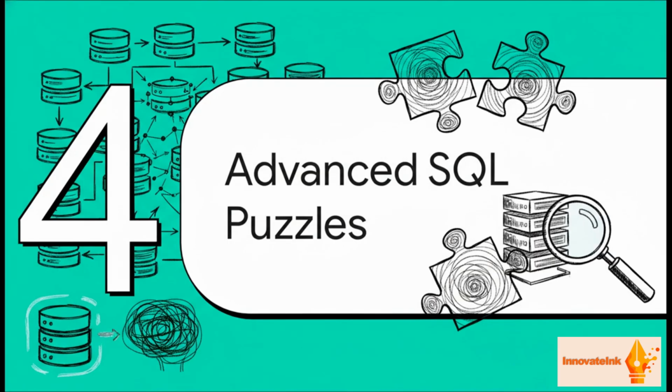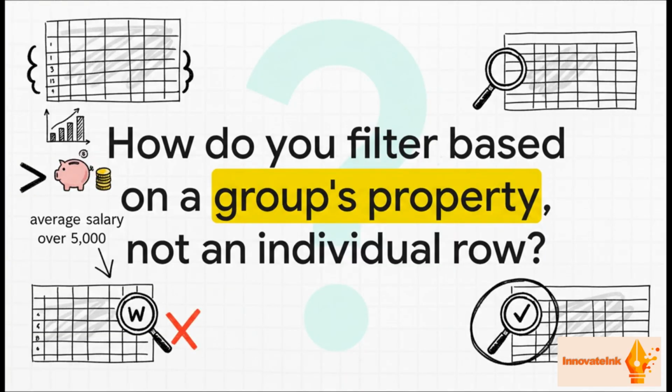You know, understanding this deep connection isn't just for acing a test. It actually makes solving some of the trickier, real-world SQL puzzles a whole lot easier. Let's look at a classic one. Here is a question that trips up almost everyone when they're learning SQL. We know that the where clause is for filtering individual rows. But what if you need to filter based on a property of an entire group of rows? Like, say, you want to find only the departments where the average salary is over 5,000?